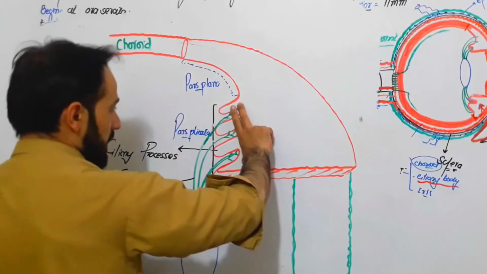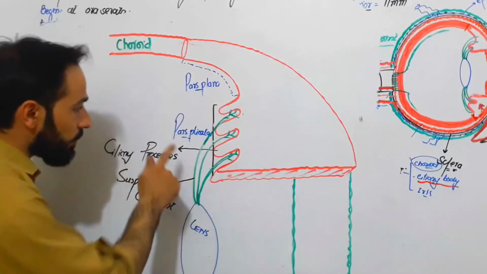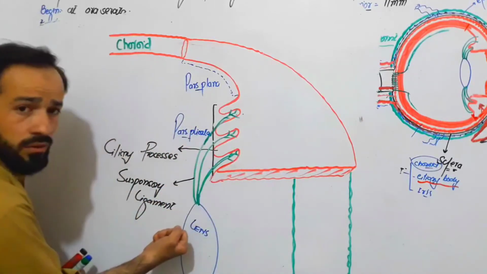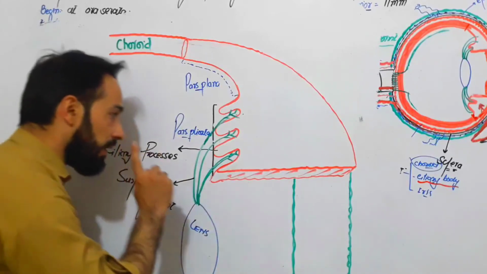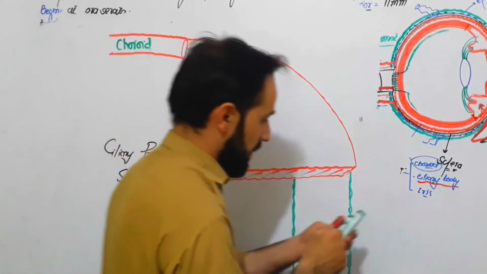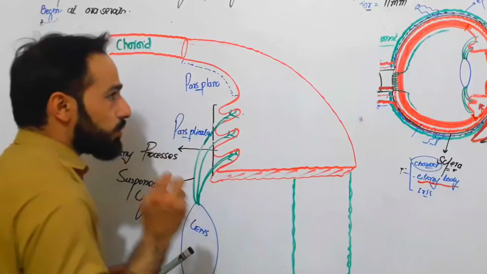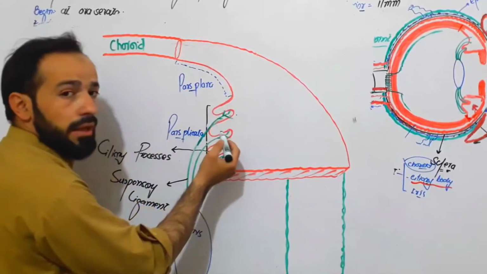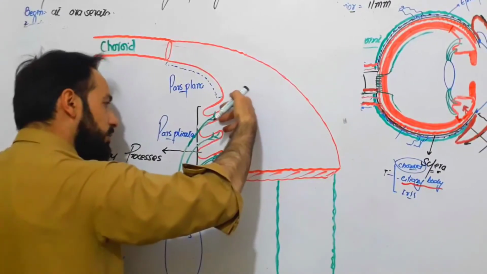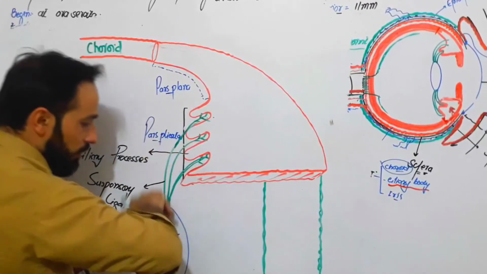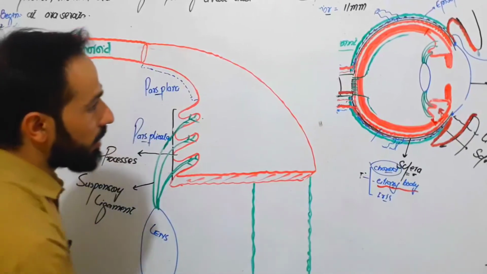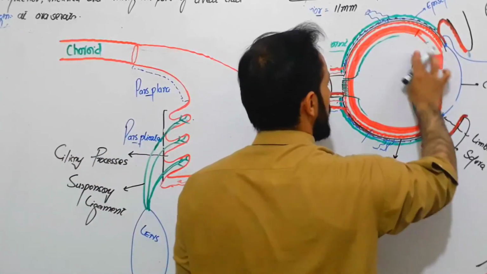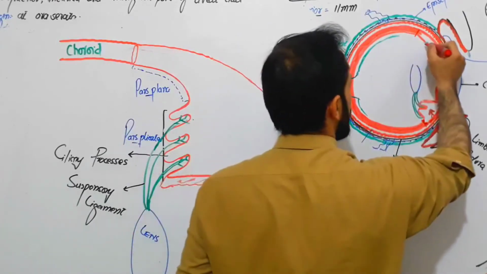So the pars plicata, the most important function of the pars plicata is what? They hold the lens through suspensory ligaments, and another function of the pars plicata, very importantly we should know, is that it has a very special epithelium, and that epithelium is responsible to secrete the aqueous humor which goes to the anterior chamber of the eye. So we should watch that here. Look carefully. Let me draw that structure also here.